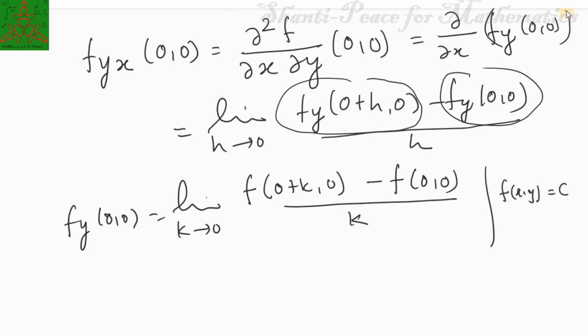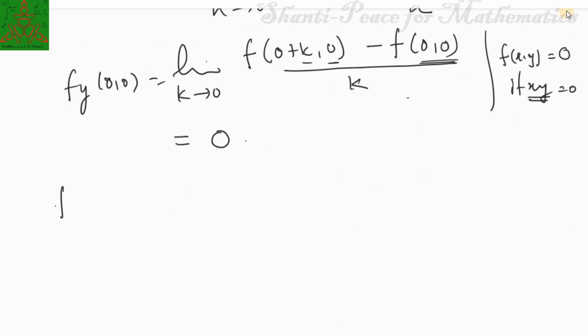Now as per the definition, we know that f is 0 if x into y is 0. So if any one of the quantities x or y is 0, this will be 0. Here (0, k) is there, so the x coordinate is 0. In f(0, 0) both the coordinates are 0. So here we have the answer 0.